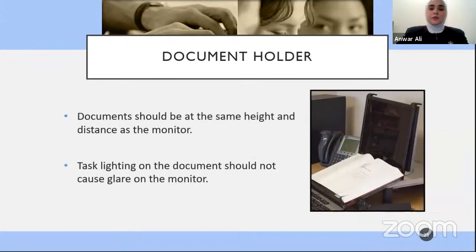There's also the document holder, which is considered an accessory, especially for those who type a lot, like a secretary or so on. So documents should be at the same height and distance as the monitor, and the lighting on the document should not cause a glare on the monitor.